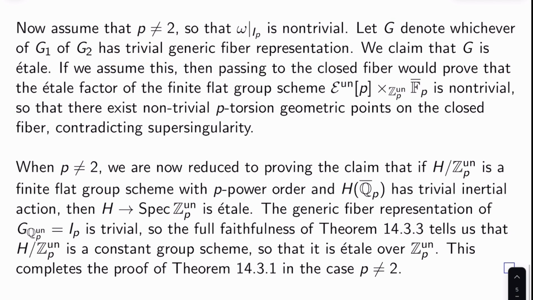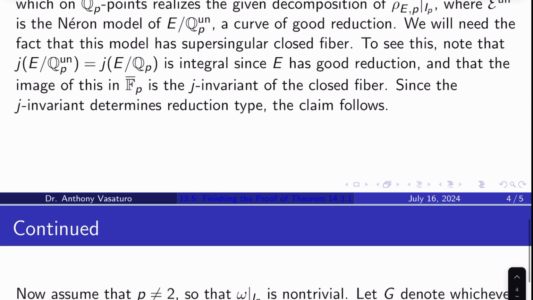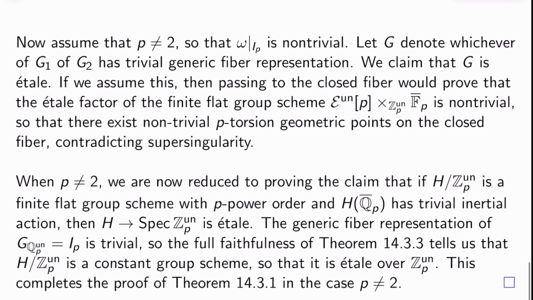We claim that G is étale. How are you done if you can prove that? If we assume this, then when you pass to the closed fiber, this would prove that the étale factor of the finite flat group scheme cal E^un[p] tensored up to F_p bar is non-trivial, so that there exists a non-trivial p-torsion geometric point on the closed fiber. But that contradicts supersingularity. You can't have non-trivial p-torsion when you're supersingular. And remember, the closed fiber is supersingular, so we have supersingularity to contradict in the first place. So it's enough to prove that G is étale.